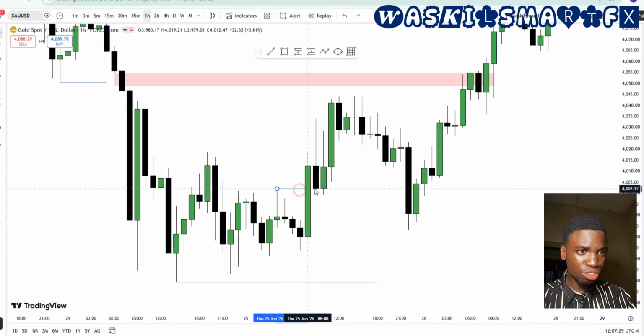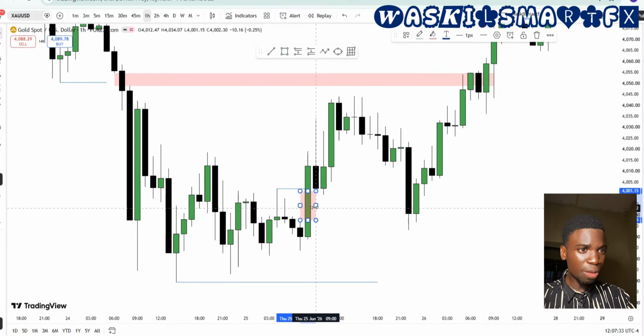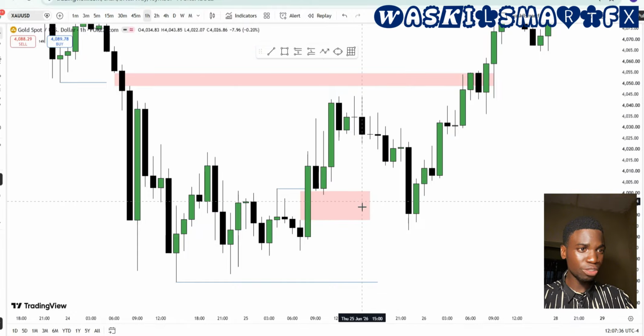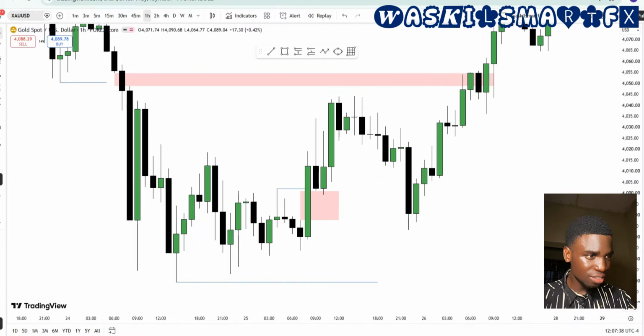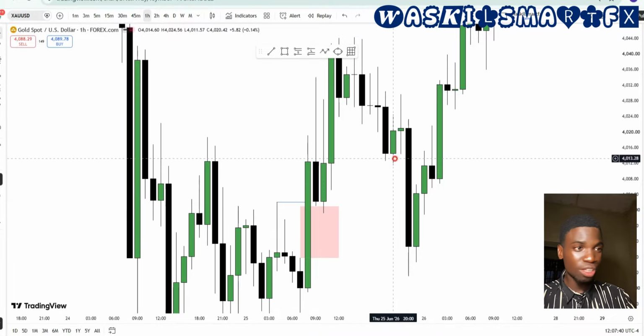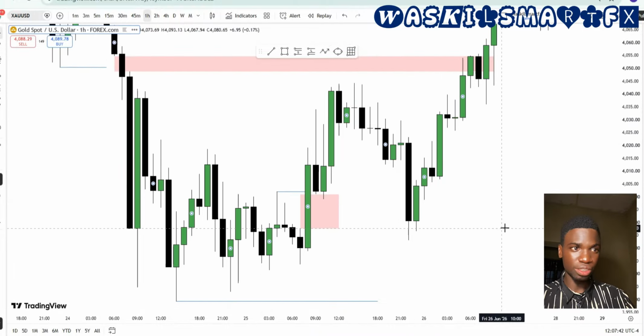So after market broke this structure here, there's a fair value gap here, and I was expecting markets to come into the fair value gap, which market did, right? But that is not all about the strategy.